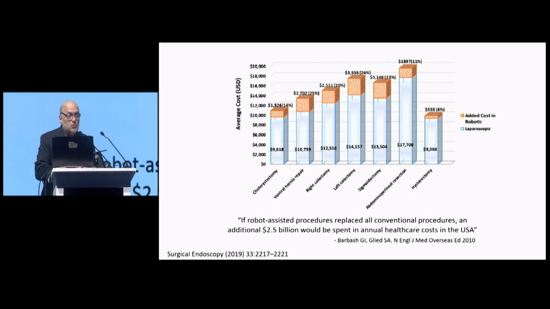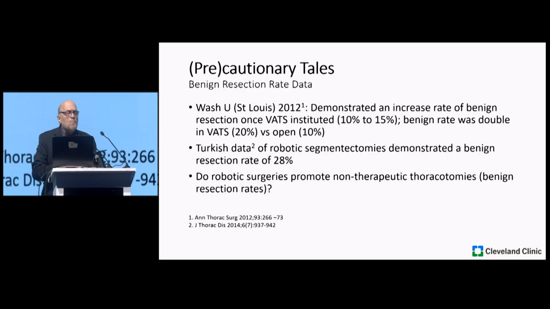So, an editorial in the New England Journal of Medicine said that if robot-assisted procedures replaced all conventional procedures, an additional $2.5 billion would be spent in annual healthcare costs in the USA. It's a lot. Now, how does that really affect us? Well, let's talk about benign resection just for a second.